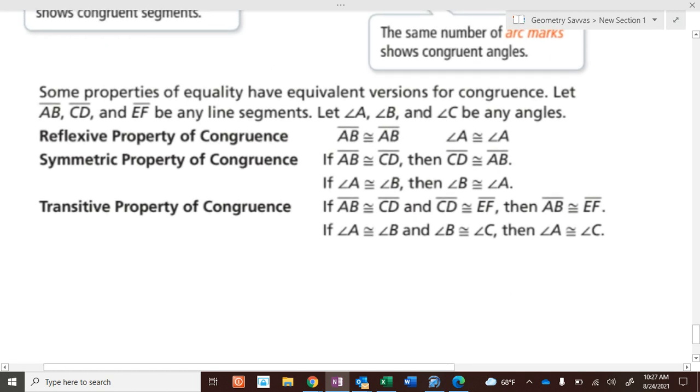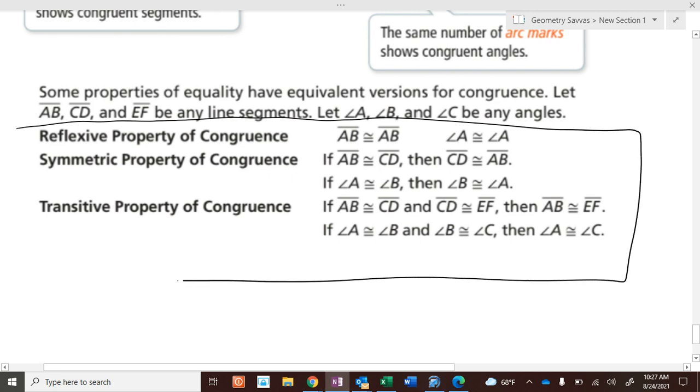Properties, and I'm not going to worry about these properties too much until we get into proofs a little later, but these are properties that you'll need to know. The reflexive property, AB equals AB or angle A equals angle A. It's like you put a mirror right on the congruent symbol. Each side is the exact same thing. They're reflexive. They're the reflection of each other.